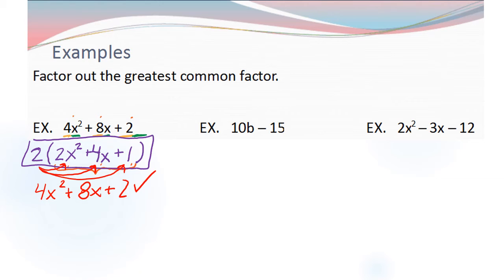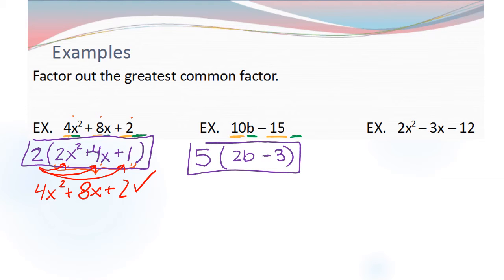Okay, so for the next one, we've got 10b minus 15. So you can look at the numbers out in front. We've got a 10 and a 15. So 5 divides evenly into both of those. And for variables, 10b has a b, but 15 has nothing, which means we can't take out a variable. Remember, the variable has to be on all of the terms. So then we put parentheses for our leftovers, and then you divide. So 10b divided by 5 is 2b. And minus 15 divided by 5 is going to leave you with a minus 3. And that's it. You have factored out the GCF.